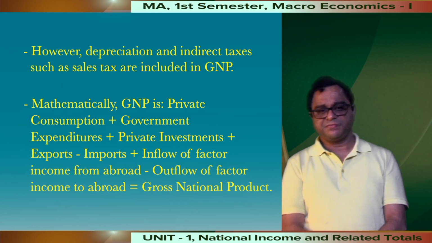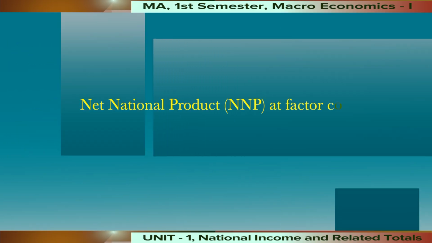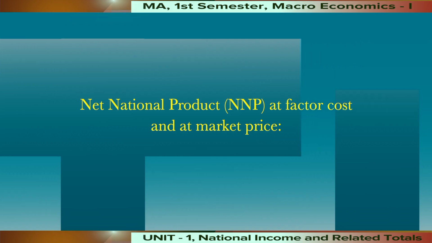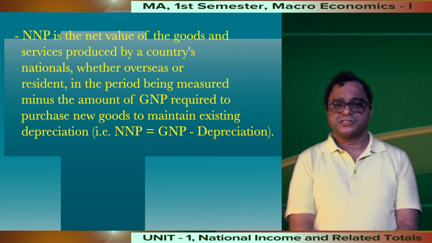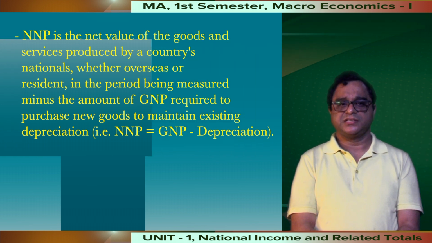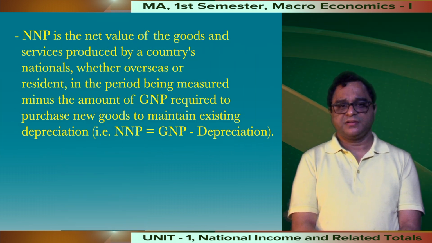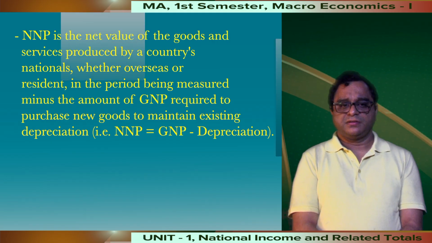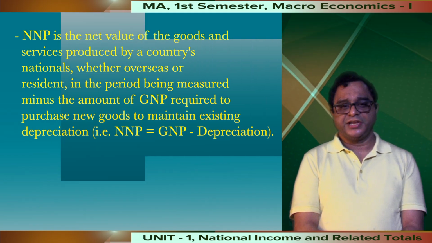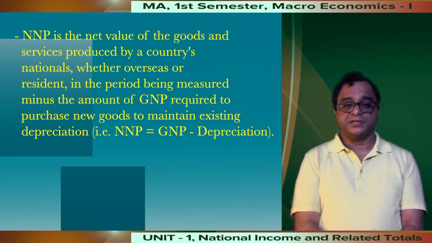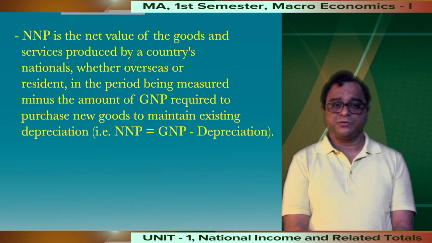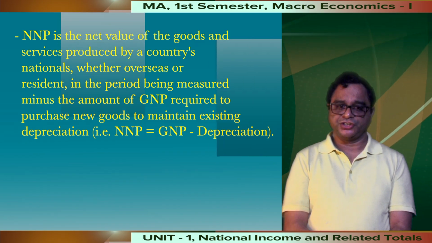This gives us GNP. Now, net national product at factor cost and at market price. Net national product is the net value of all goods and services produced by a country's nationals, whether overseas or resident, in the period being measured minus the amount of GNP required to purchase new goods to maintain existing depreciation. That is, NNP is equal to GNP minus depreciation.